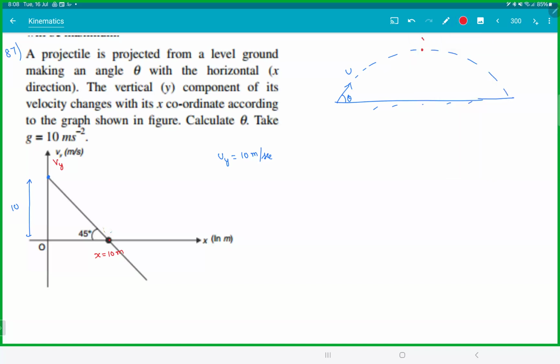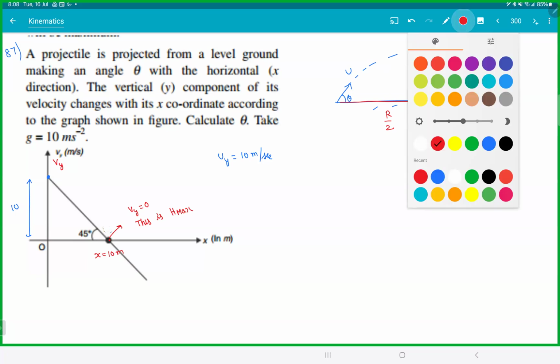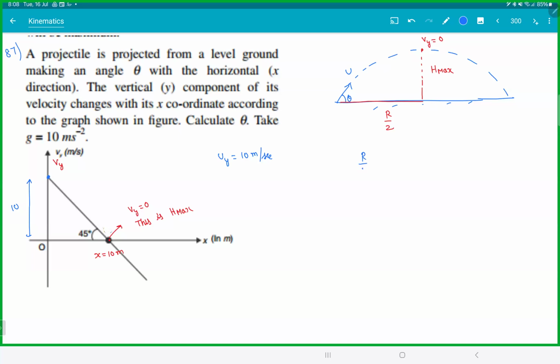Second thing, tell me one thing, during a projectile motion, what is happening? At the highest point, what is the vertical velocity? Vy is 0. So at h max, the vertical velocity will be 0 and this distance will be R by 2. So indirectly, he's saying at this point, Vy is 0, so indirectly it is given, this is h max. That is what you get from the graph. At h max, the x coordinate is 10 meters. So R by 2 is equal to 10 meters. That means the range is equal to 20 meters.